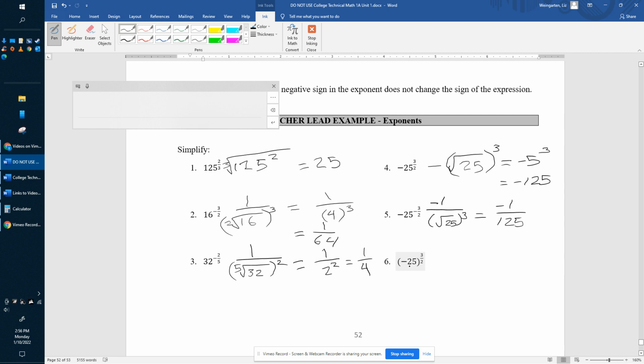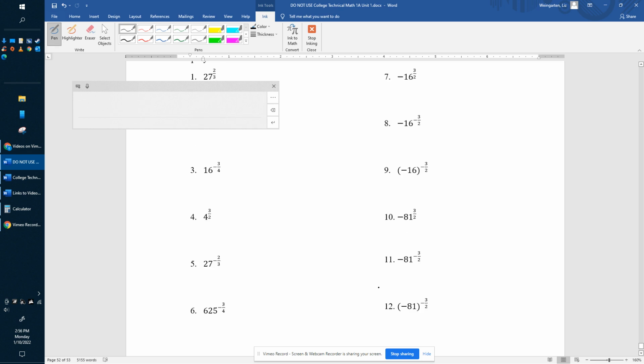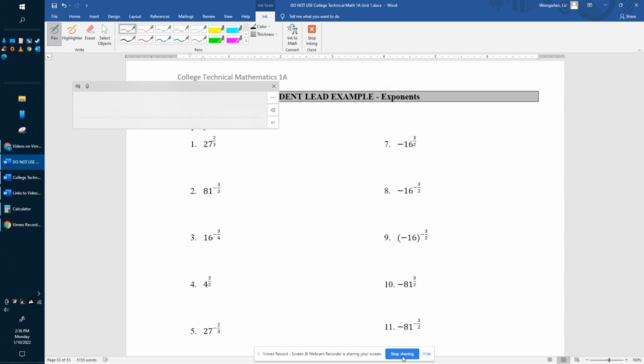How about negative 25 to the 3/2? So we have the square root of negative 25 cubed. That's a problem. We can't take the square root of a negative number. So this guy does not exist, because we're only talking about real numbers in this course. The number here would be imaginary. So work on your last student-led examples, and I wish you the best of luck on the upcoming exam.